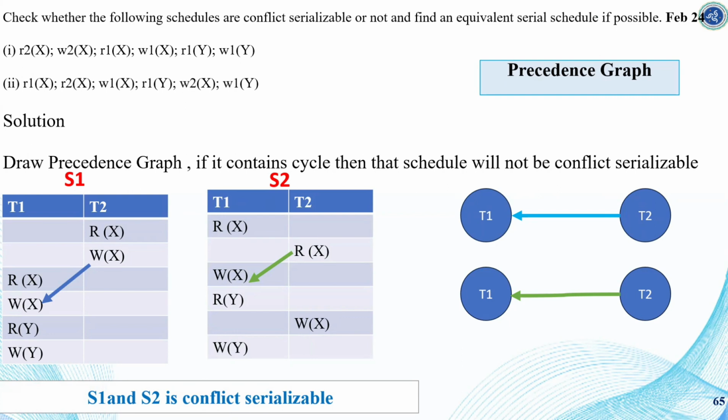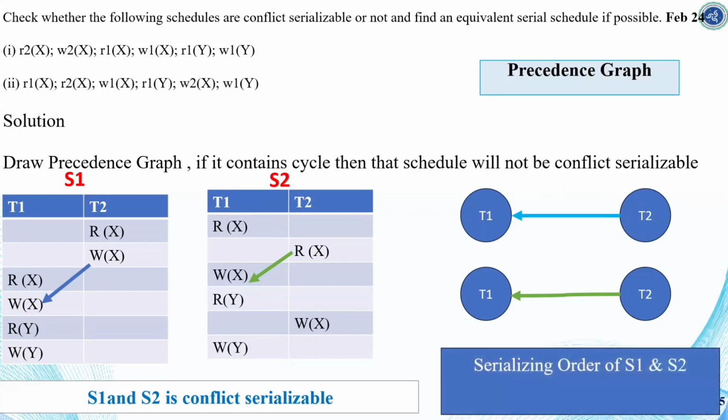How can you find this? First, take the node which has the least in-degree. In this case, T2 is the node. First T2, then T1. That will be the order. The serializing order of S1 and S2 will be T2 and T1. So this is all about conflict serializability.